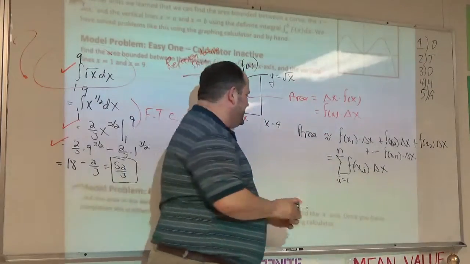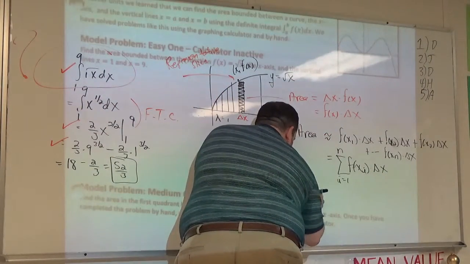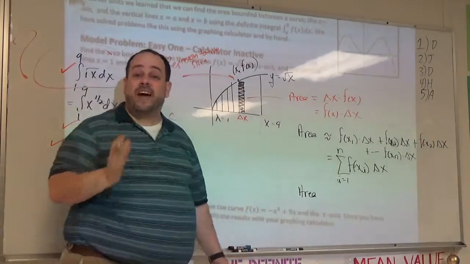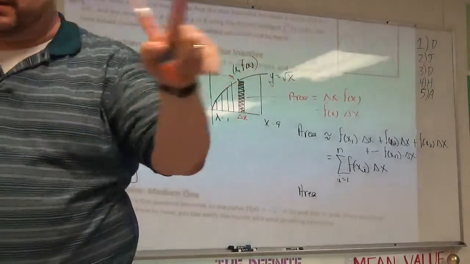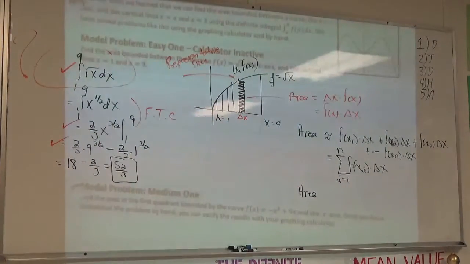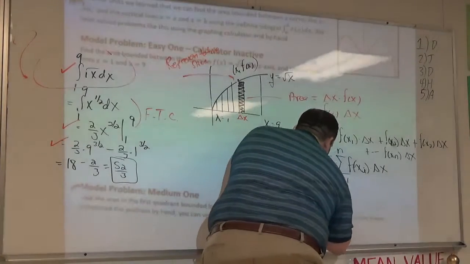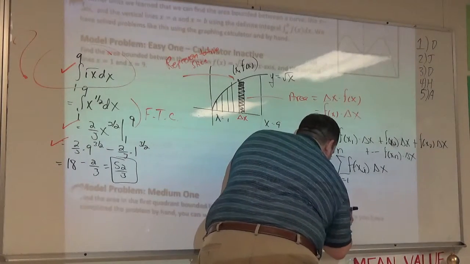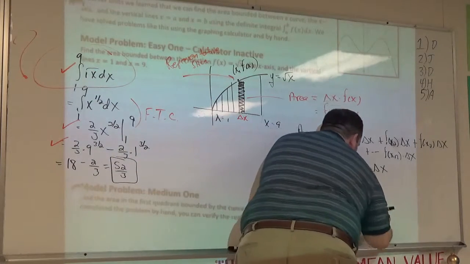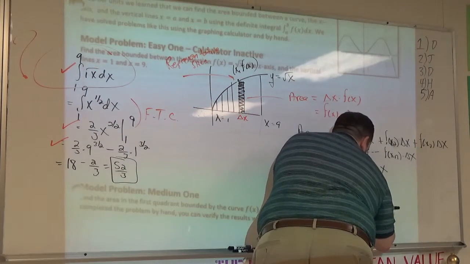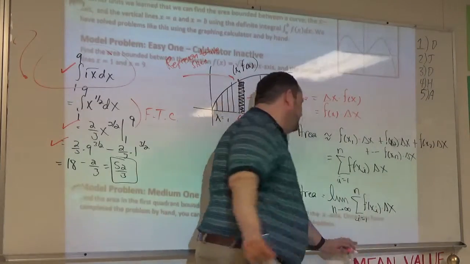But how do I get the exact right area? You guys know how to get this. How do we find the exact right area, not an estimate of the area? I want to hear from somebody over here. How do you get the exact area? You take the limit as n approaches infinity. So your area is found by taking the limit as n approaches infinity of this sum, f of x sub i times delta x.